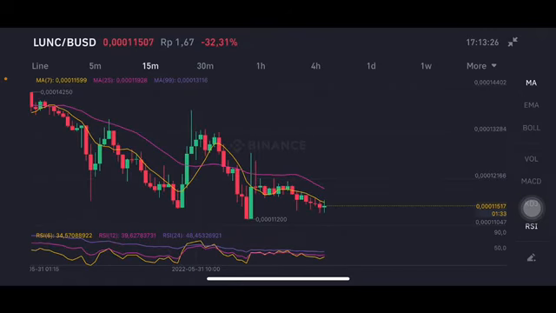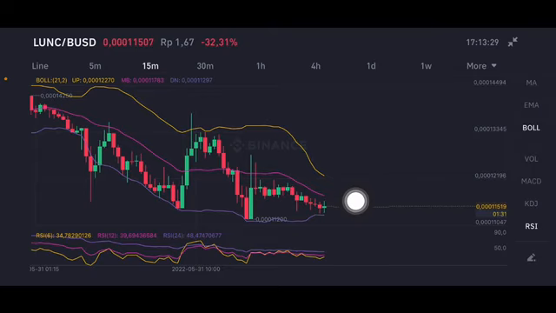Next target is at the pink one side, moving average 25, 0.00011927 US dollar. We're gonna go Bollinger band here, try to push it to the pink one side, middle band 0.00011783 US dollar here, and still having another correction first.